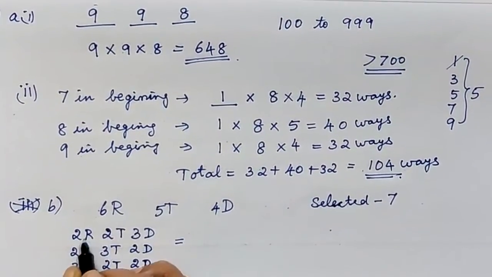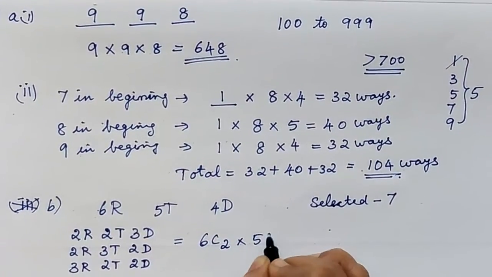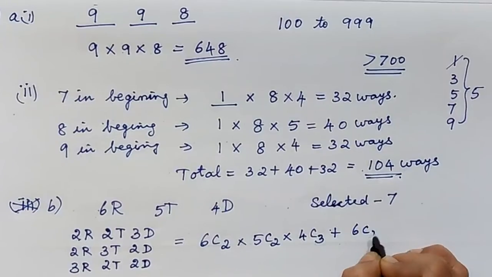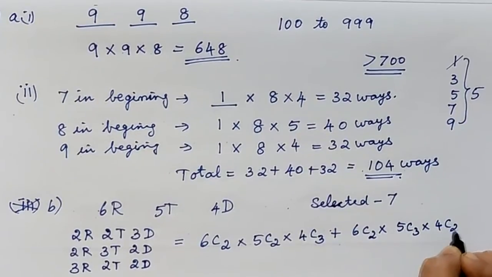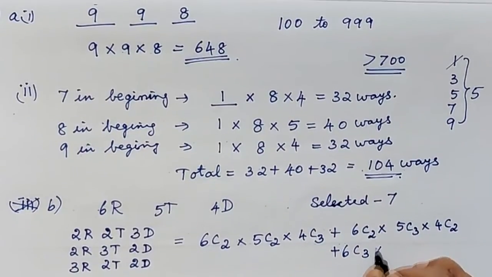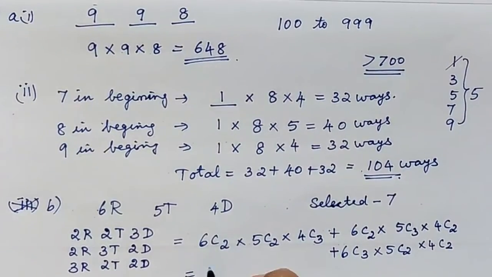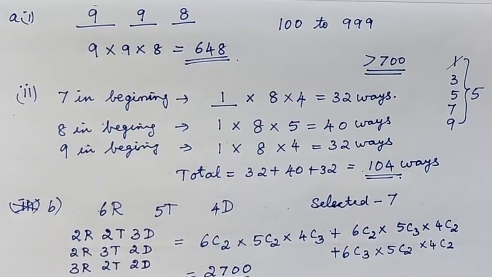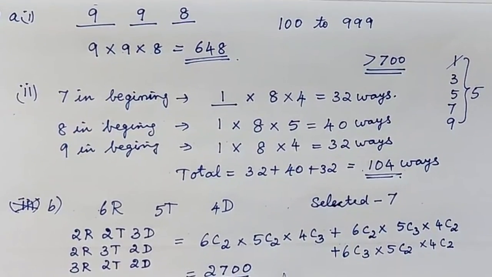So this, when we are writing it, from 6 we are selecting a 2. 6C2 into, from 5 2. So 5C2 into 4C3 plus. Then for this, 6C2 into 5C3 into 4C2. Then plus. Then again from 6 we are selecting a 3. So 6C3 into 5C2 into 4C2. When we simplify all this, we get our answer as 2700. So we need to read the question carefully and understand what is asked, and then apply the values whatever is given to us. Thank you.